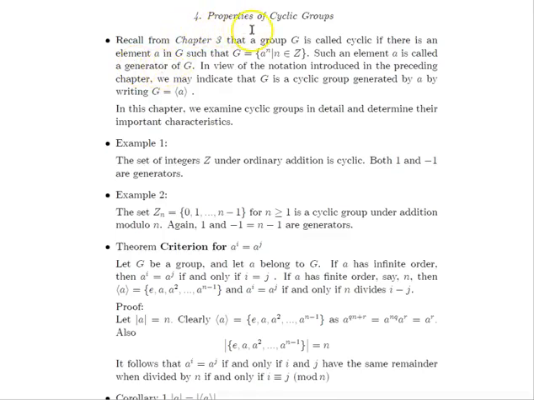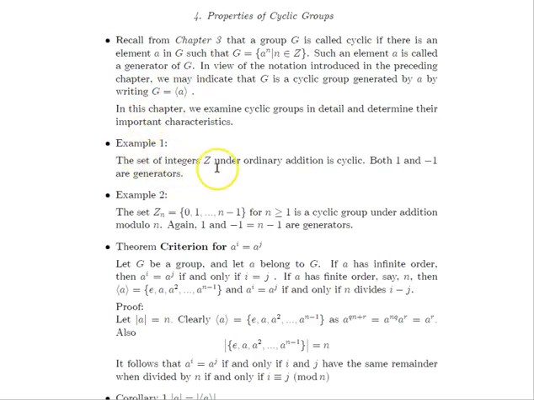Properties of cyclic groups. A group G is called cyclic if there is an element a in G such that G is equal to the set of all integer powers of a. Such an element a is called a generator of G. So, G is cyclic if G is equal to the cyclic group generated by a.